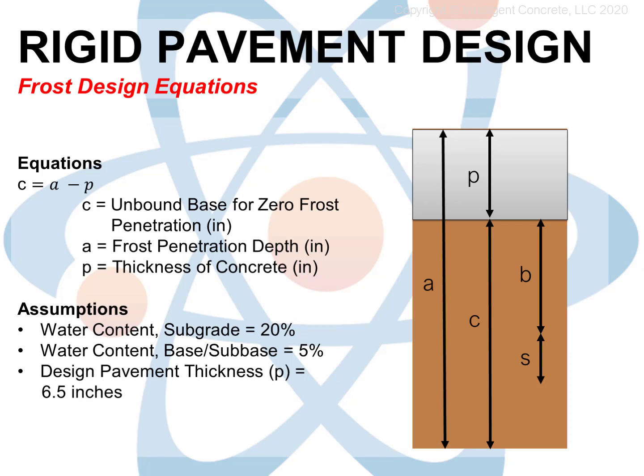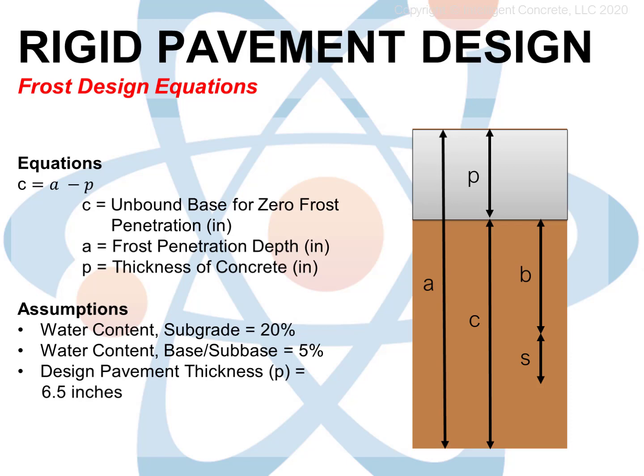Here you can see the frost penetration depth equation. This equation finds the depth of unbound base by subtracting the frost penetration depth we just found by the thickness of our pavement. We assumed water content for our subgrade to be 20% and the water content for our base and subbase to be 5% according to our soil type and our design assumptions.